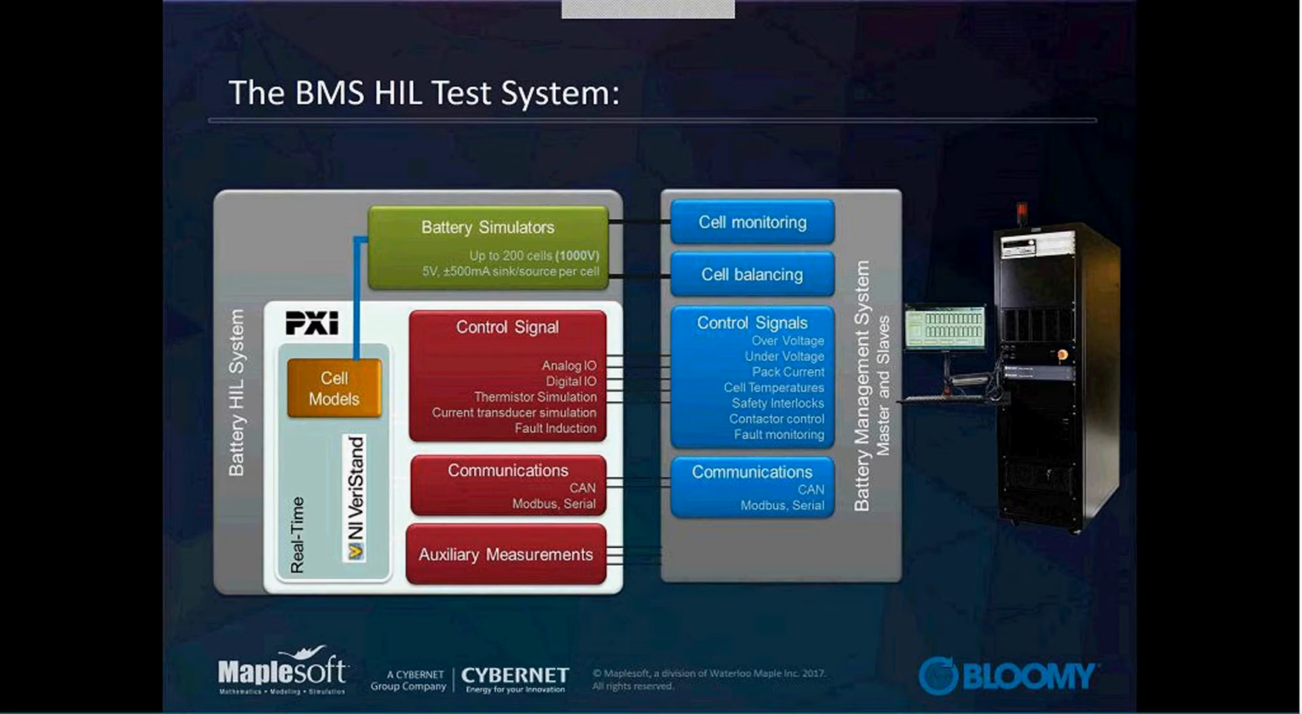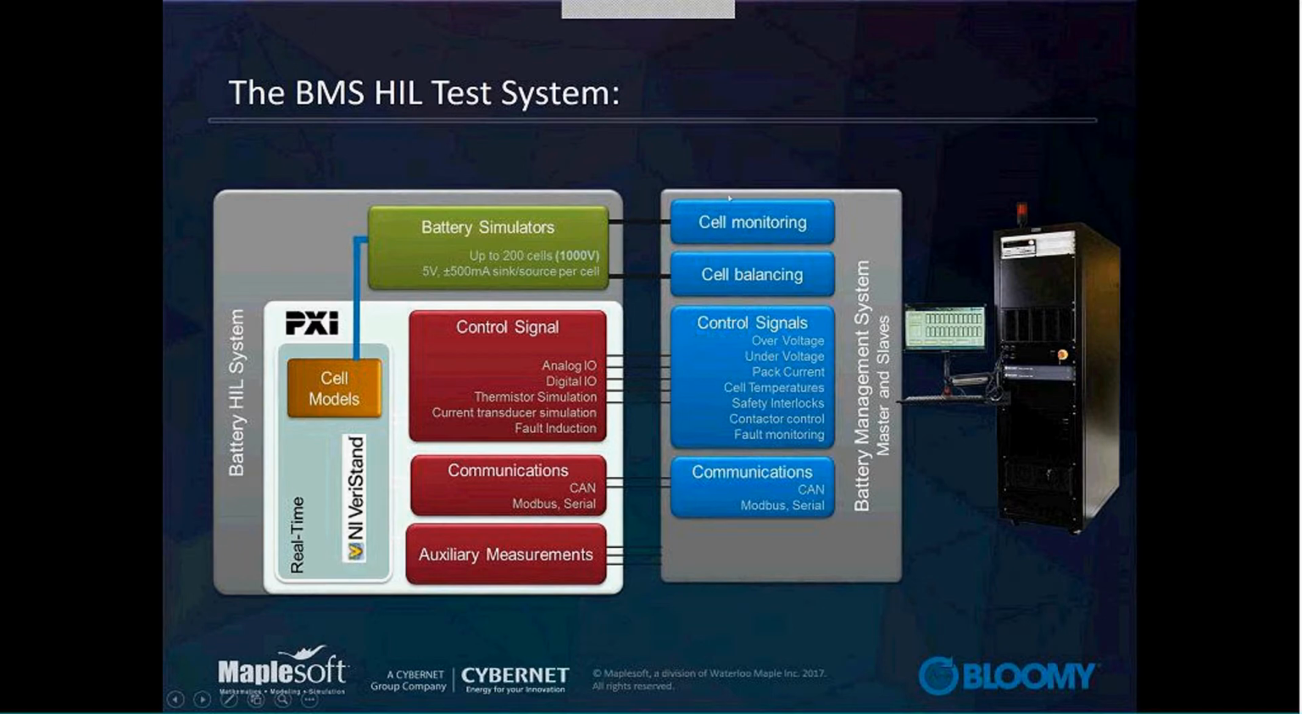So putting these all together, you see the image, what Paul had shown before. And what you see here are two boxes. One on the left shows the actual HIL system. The one on the right shows the battery management system. And you can see here that there's very distinct components. The battery simulators in green, which can be scaled up and down up to 200 cells or 1,000 volts. Your control signals, analog, digital I/Os, thermistors, current transducers, and fault insertion. All these signals can be output to your BMS, as well as communication and any other auxiliary measurements.